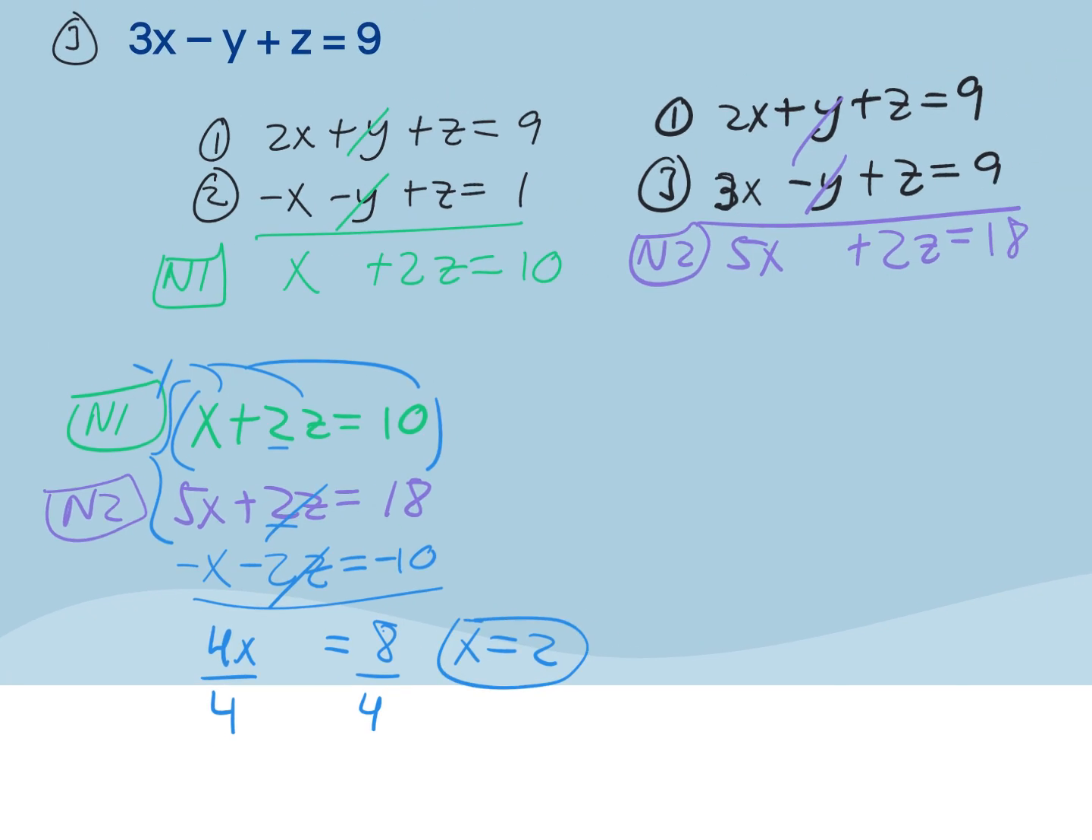Now to get z, plug it into one of your two equations. It does not matter which one. I'll plug it into new equation 1. So it's going to be 2 plus 2z equals 10. Subtract 2 on both sides, I get 2z equals 8. Divide by 2 on both sides, and I get z equals 4.